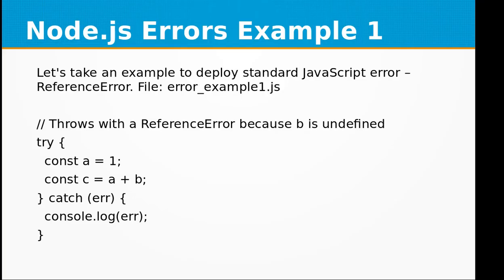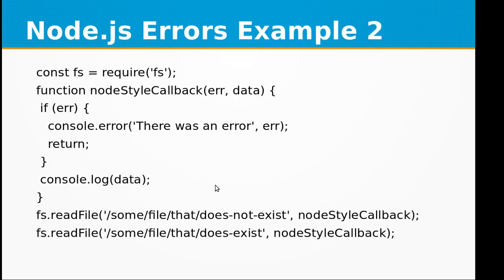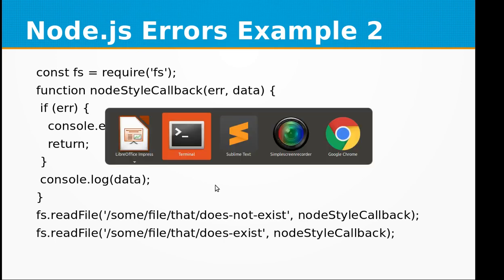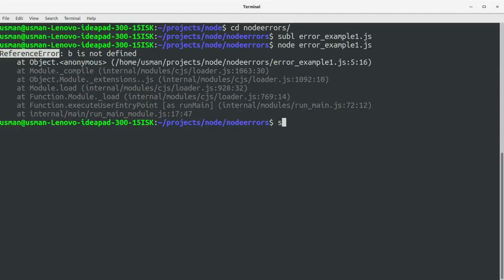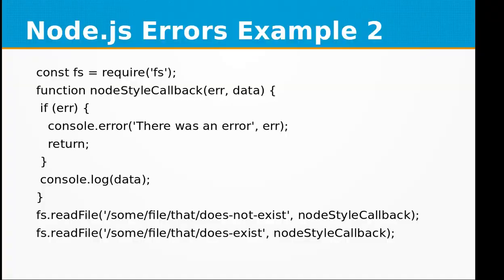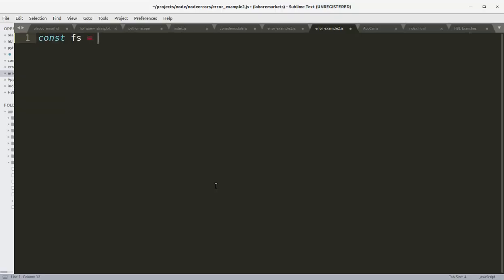So using try catch blocks, you can catch different JavaScript errors and throw them as you like. Let's look at the second example, and in this example we will be using callback functions. Let me create another file for this. I'm going to call it error example2.js. Okay, let's define a file system object by requiring the file system module.